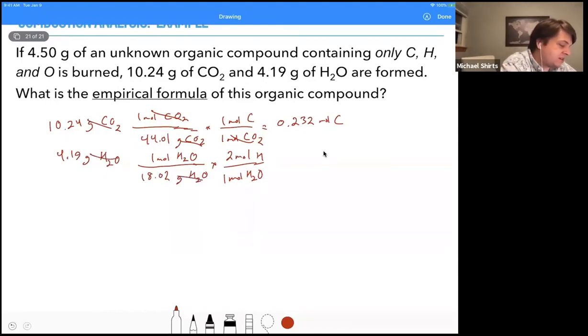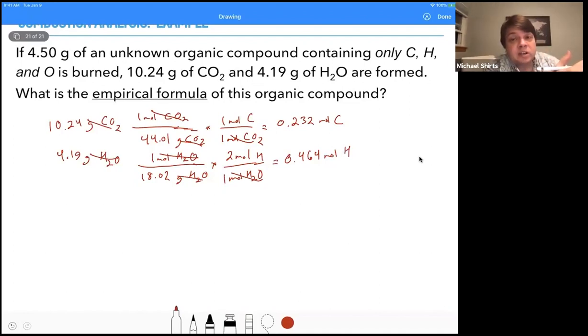Grams of water cancel, moles of H2O cancel. I'm going to get 0.464 moles of H. If you forgot that factor of 2 moles of H per H2O, you would severely undercount your H and get the wrong empirical formula. All right, so now we need the number of moles of O.